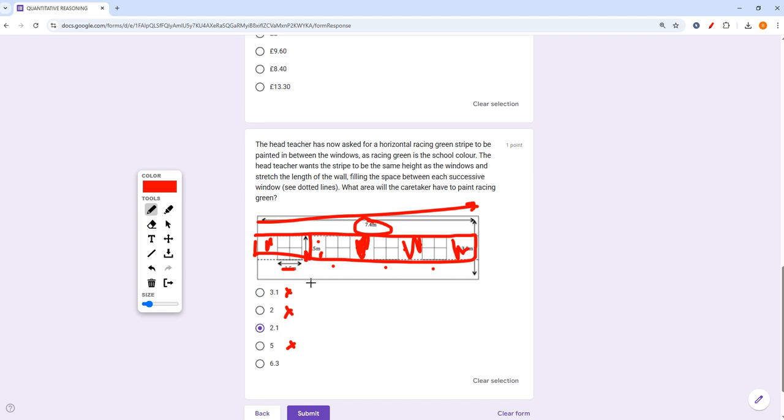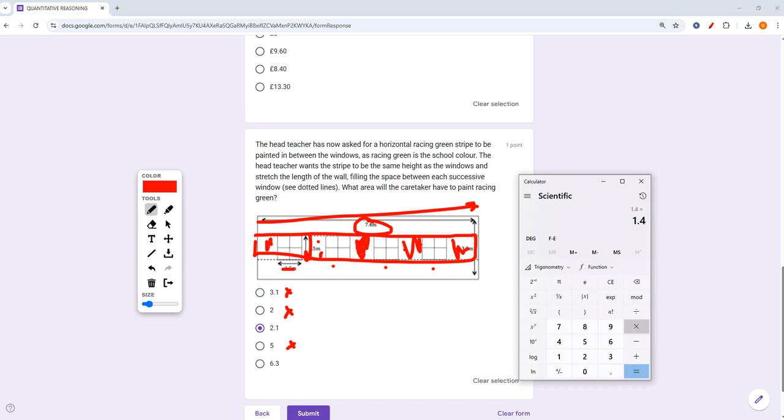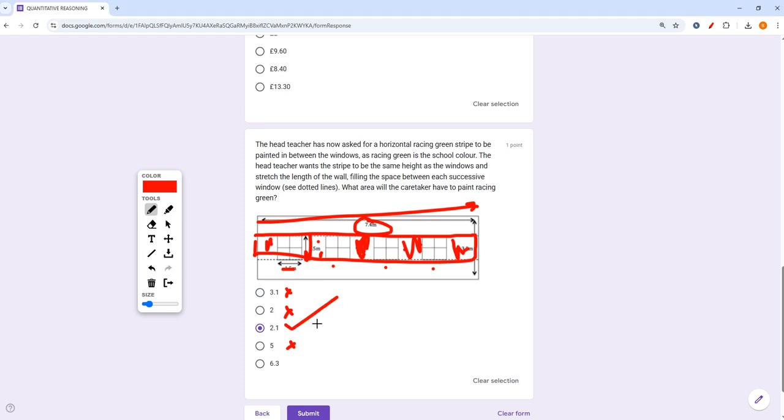How much is the width of this? 1.5. 1.4 times by 1.5, 2.1. Bang, got it. We knew it long ago. That means it has to be a multiple of 2.1. So a multiple of 2.1 is the right answer. Ready? Bravo. That was it.